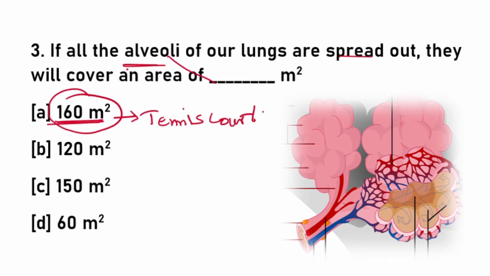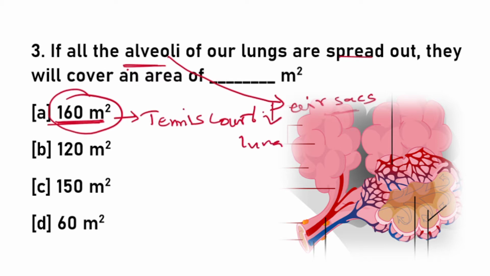So alveoli are very small air sacs. There are millions and millions of air sacs in our lungs. And these alveoli help in the exchange of gases. Gaseous exchange takes place in the alveoli of our lungs.